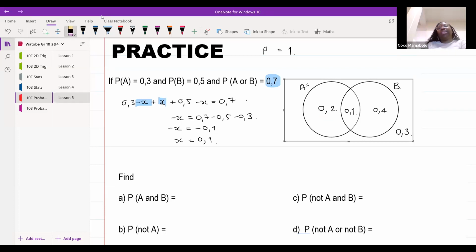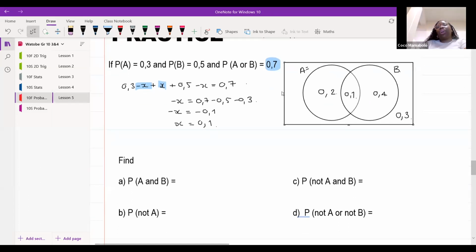Okay, so these are the probabilities. So I want you guys to use the answers that you've got in this Venn diagram to answer the questions A, B, C, and D. And everybody's got 2 minutes because the lesson is about to end.